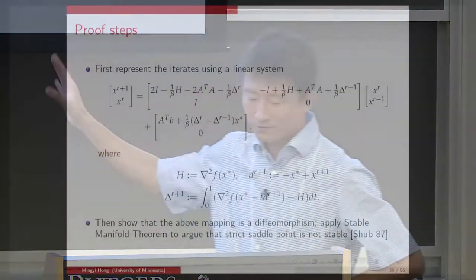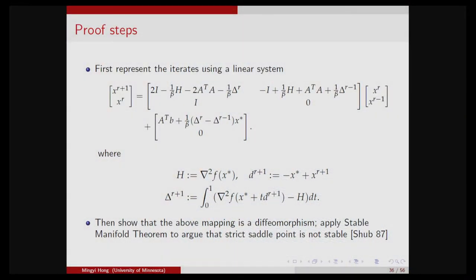Okay. Thanks. So I'm not going to go into the proof. I just want to briefly say that the proof tries to characterize the entire iterates by a linear dynamic system of equations, and we can show that the Jacobian matrix satisfies certain properties, satisfying certain results in the stable manifold theorem, so that we can show that strict saddle points are not stable.